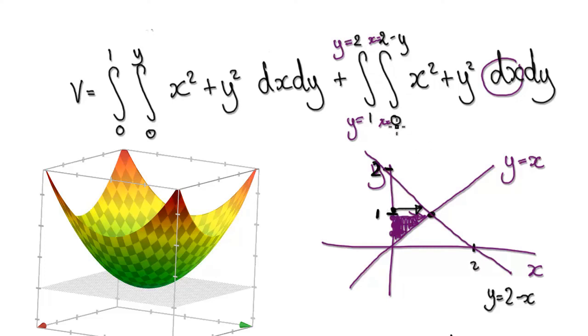So it's saying start at 0, stop at the line, but only scan from 1 to 2. So we're moving along like this. Start at 0, stop at the line. But we're scanning from 1 to 2. So the second region is this region here.